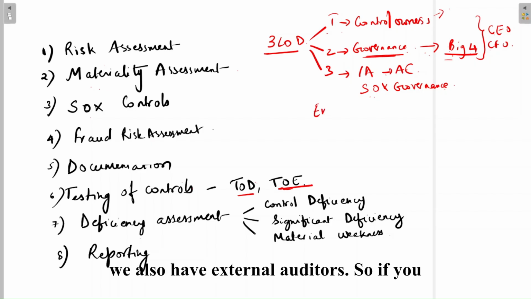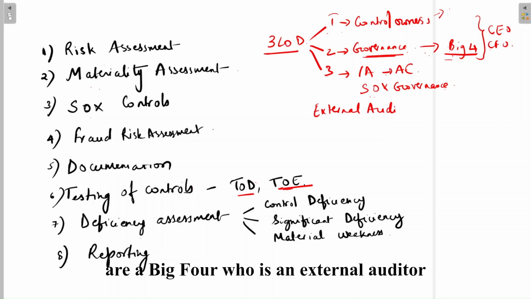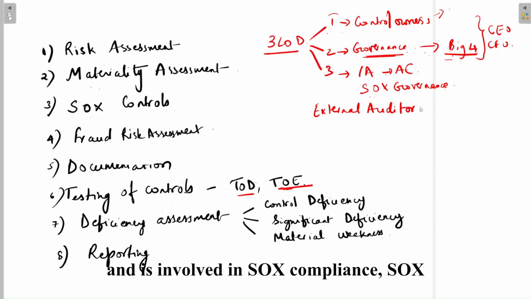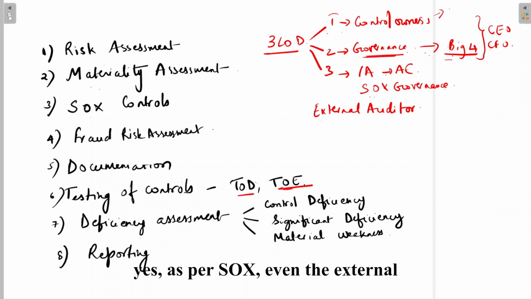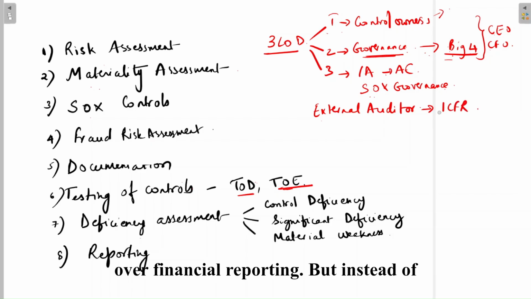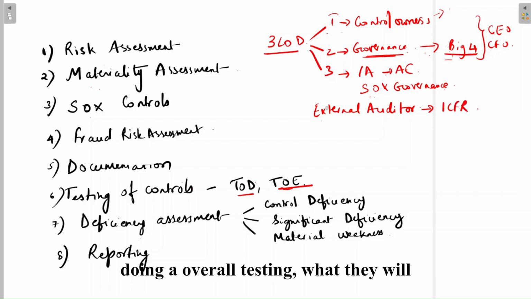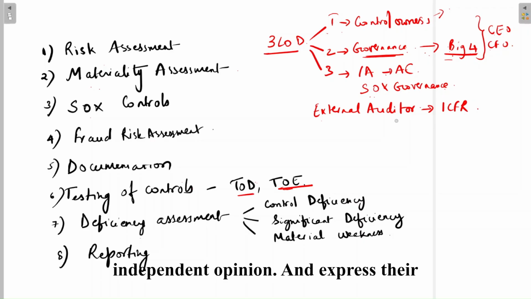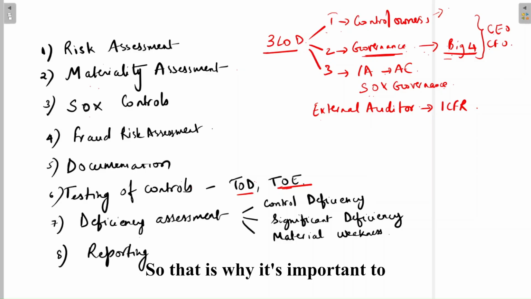Other than this, we also have external auditors. If you are a Big Four who is an external auditor and is involved in SOX compliance, SOX testing, it is important to note that yes, as per SOX, even the external auditor needs to attest on the appropriateness of the internal controls over financial reporting. But instead of doing an overall testing, what they will also do is rely on the work done by the internal teams and then form an independent opinion and express their opinion. So that is why it's important to understand which function you are a part of and what is the mandate or responsibility of that function, so you can take the right steps for SOX compliance accordingly. So always check for the mandate defined by your client or your organization.